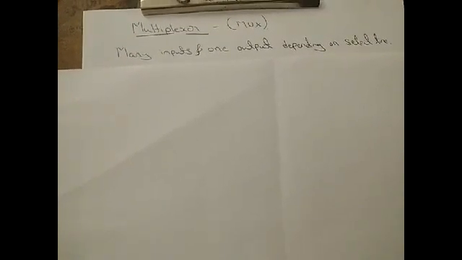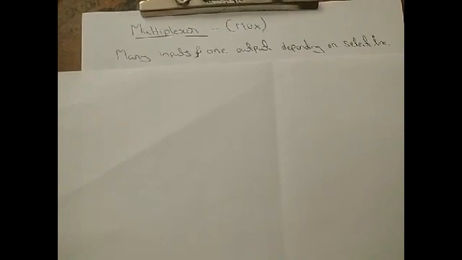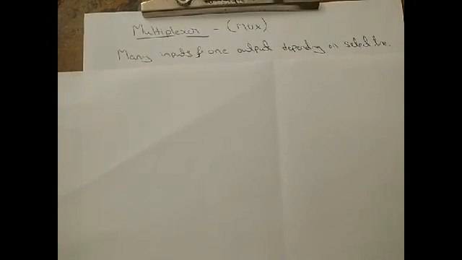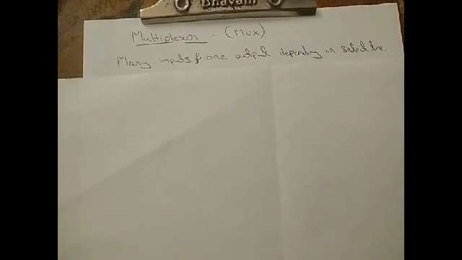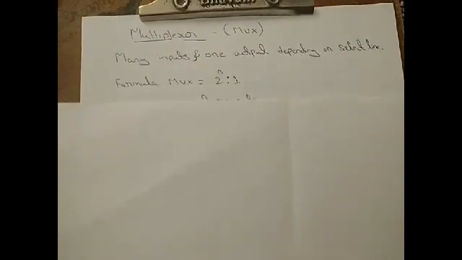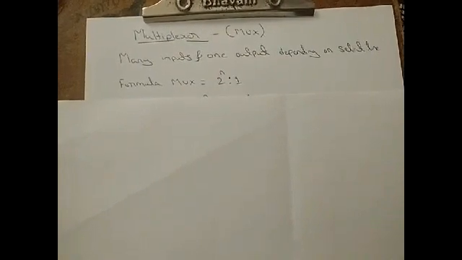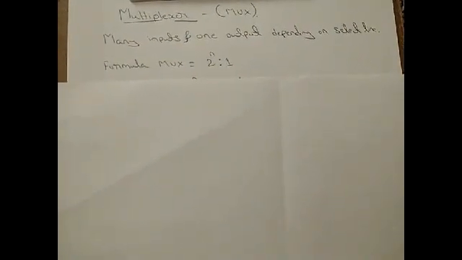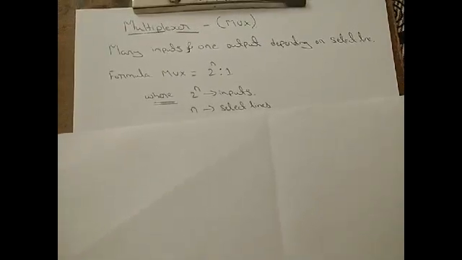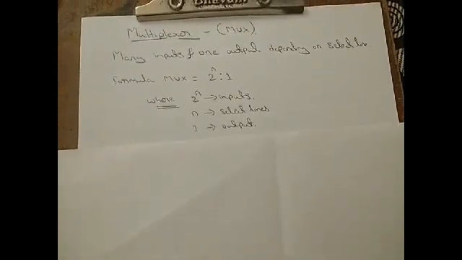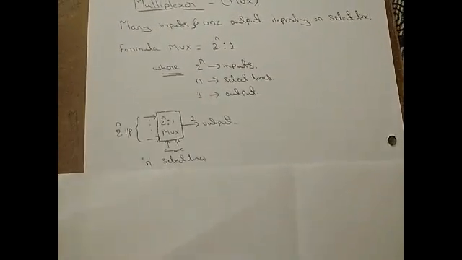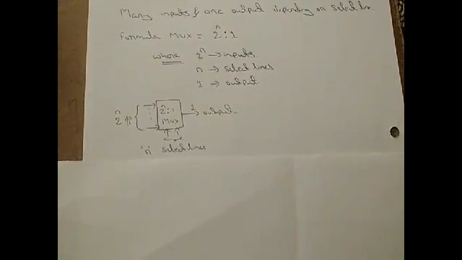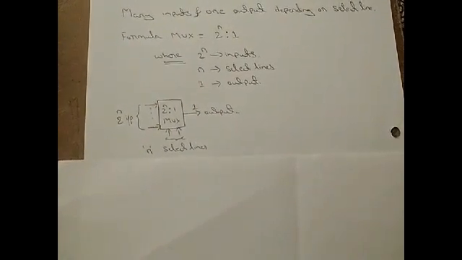Mux means many inputs and one output, depending upon the select lines. So the number of inputs might be anything, but the output will always be 1. The formula for the mux is 2 raised to n is to 1. That is, it has 2 raised to n inputs, where n is the number of select lines, and 1 is your output. In general, the block diagram of a mux has 2 raised to n inputs, 1 output, and n select lines.